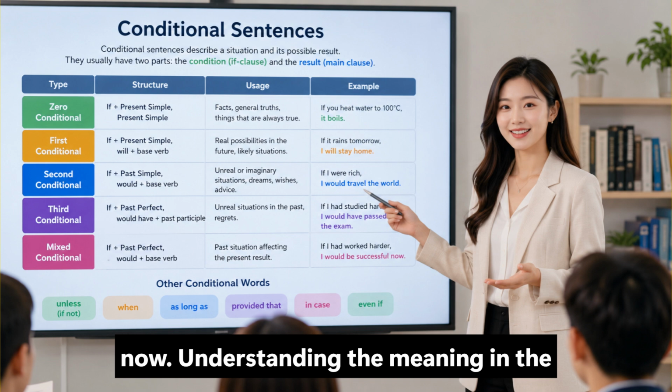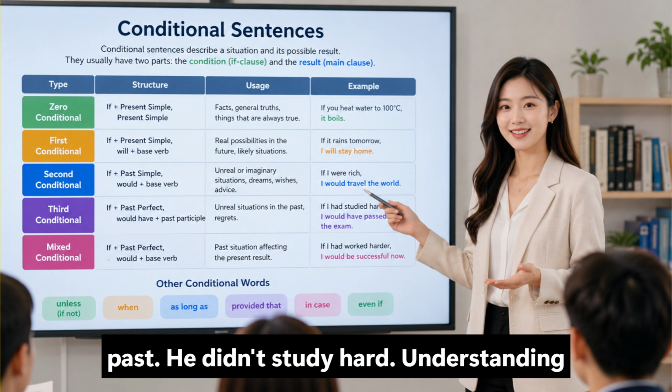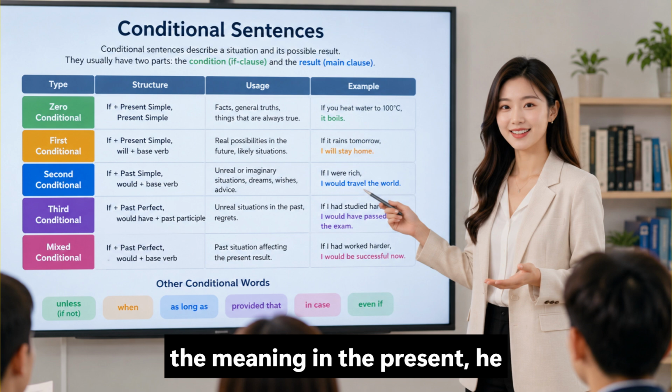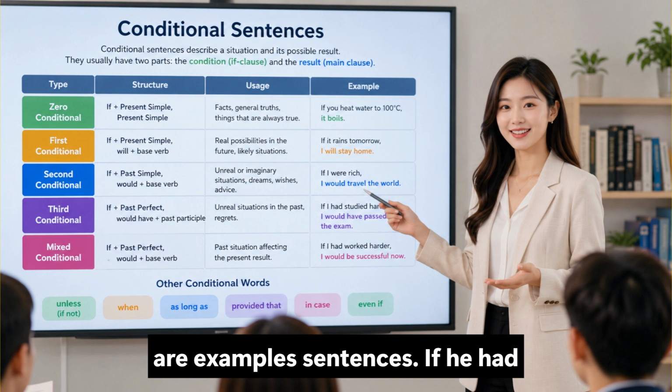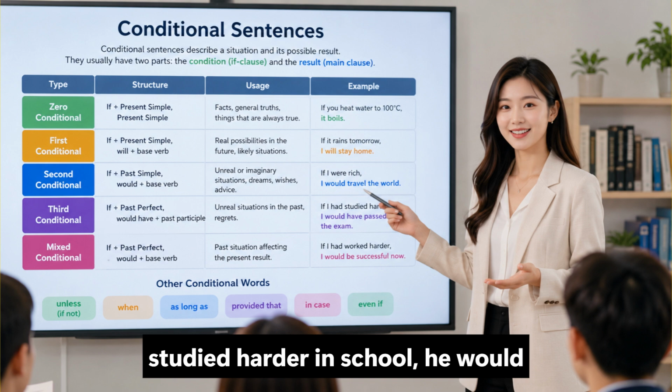Understanding the meaning in the past: he didn't study hard. Understanding the meaning in the present: he doesn't have a good career. Here is an example sentence. If he had studied harder in school, he would have a better career now.